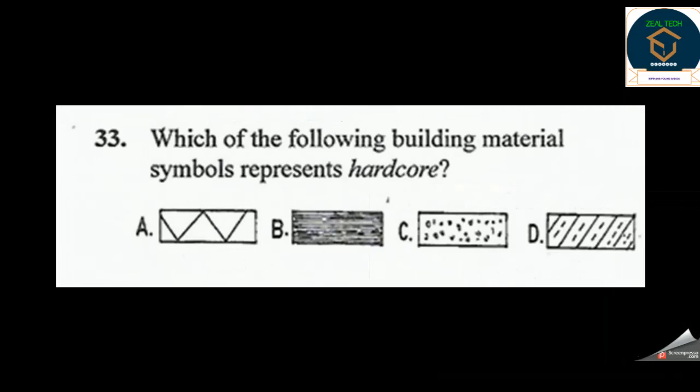Number 33, which of the following building material symbols represents hardcore? The correct answer is A. This is the symbol for hardcore, it's not this one. That one is for concrete, but this is for hardcore. Hardcore represents stones and hard objects put inside the ground to give the foundation firmness. The answer is A.